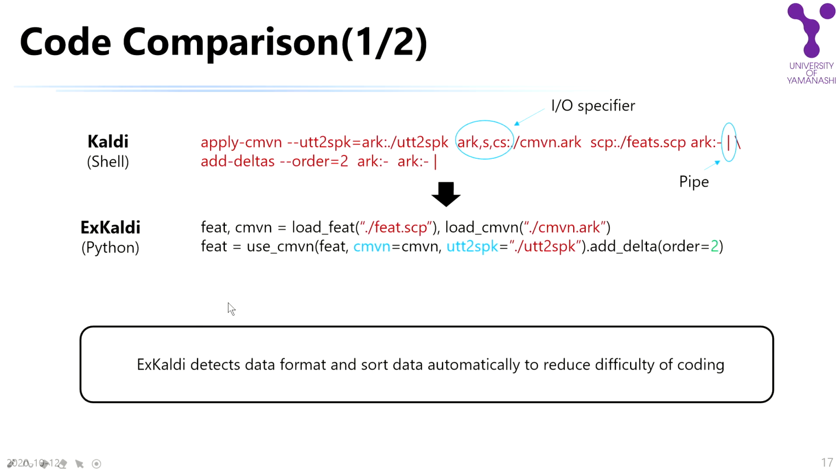We have made some effort to try to reduce the difficulties of coding. For example, instead of using the I/O specifiers of Kaldi, we detect the data format and sort it automatically to reduce the coding cost and possible coding errors. This is more friendly for Python users.